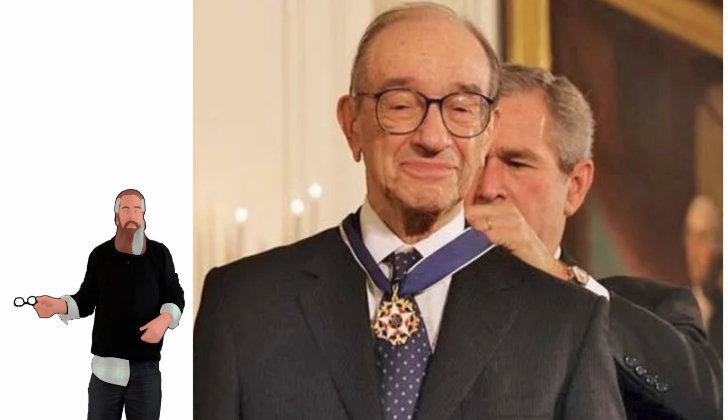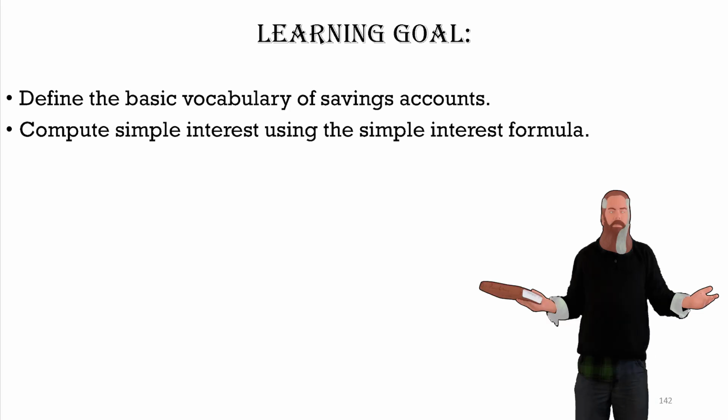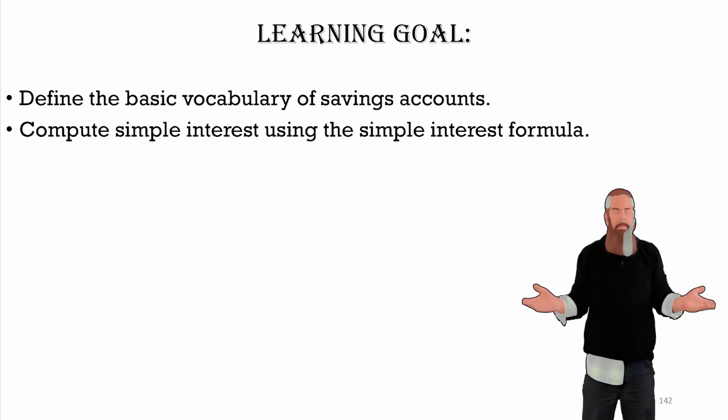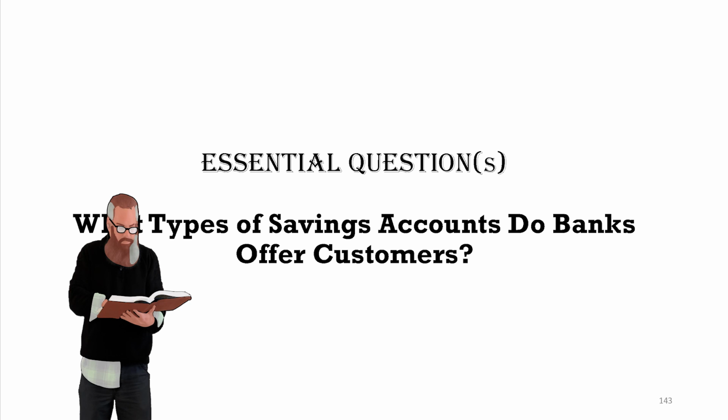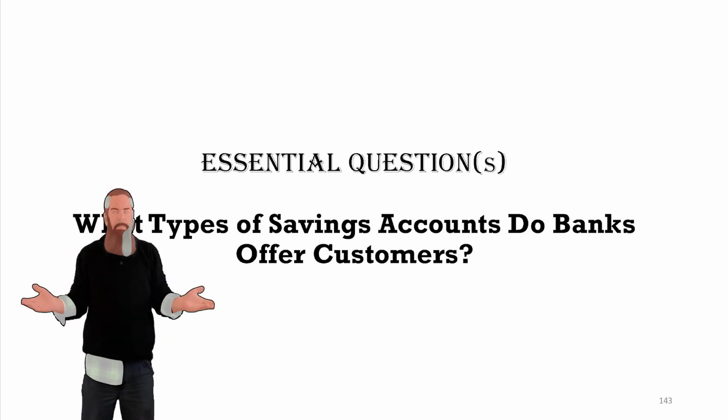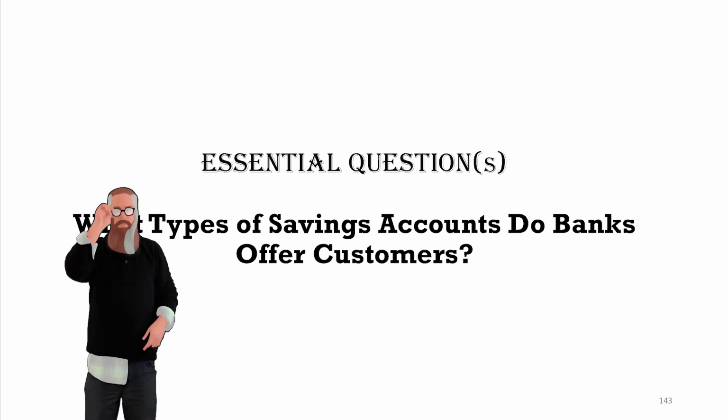It was economist Alan Greenspan who said, "Anything we can do to raise personal savings is very much in the interest of this country." In this lesson, we're going to define the basic vocabulary of savings accounts, and we are going to compute simple interest using the simple interest formula, all to be able to answer the question, what type of saving accounts do banks offer customers?